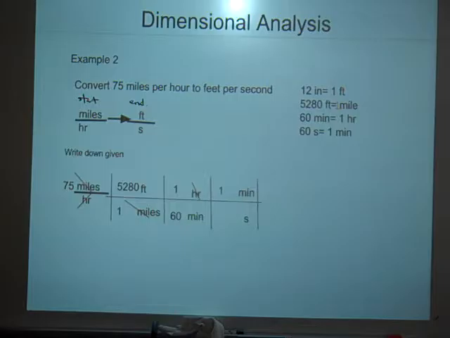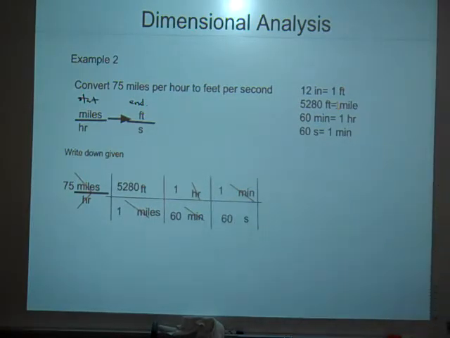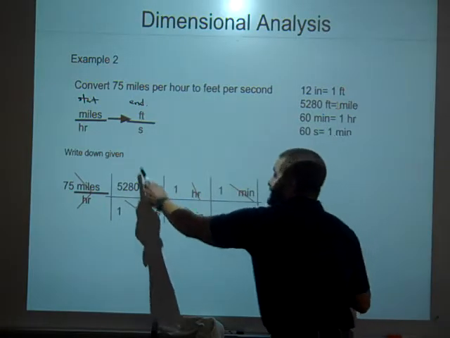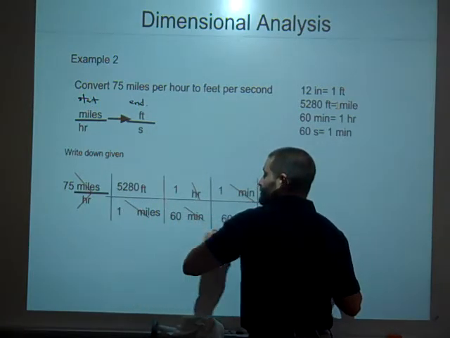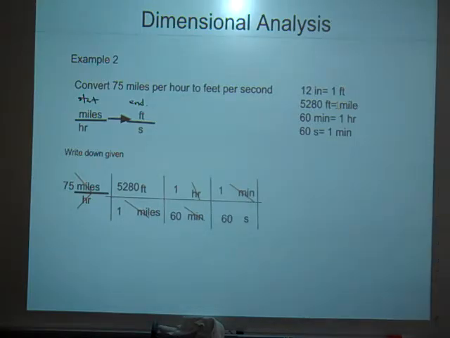So notice, in 1 minute, there are 60 seconds. Alright? So these are going to cancel, and then at the very end, I'm almost done. I know my units are correct, because I have feet on top, I have seconds on bottom, right? And because everything else is crossed out. That's why it's important to cross things out. Otherwise, you could get confused, or you don't know where you're at in the process.